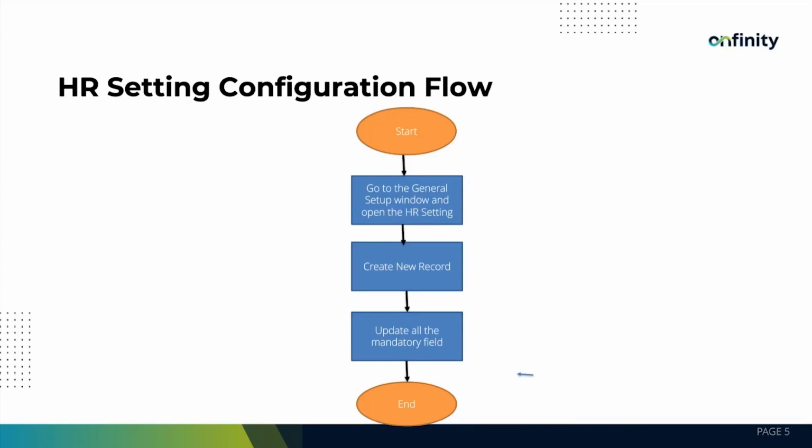Let's begin by understanding the process flow. The user initiates the process by accessing the HR settings screen, where a new record can be created. It is essential to complete all required fields, and once the information is entered, the record must be saved. This marks the completion of the setup.